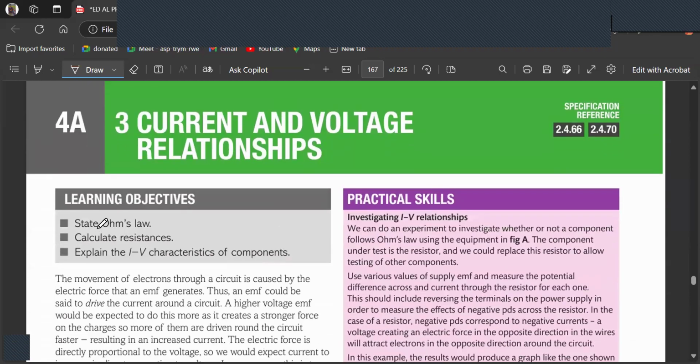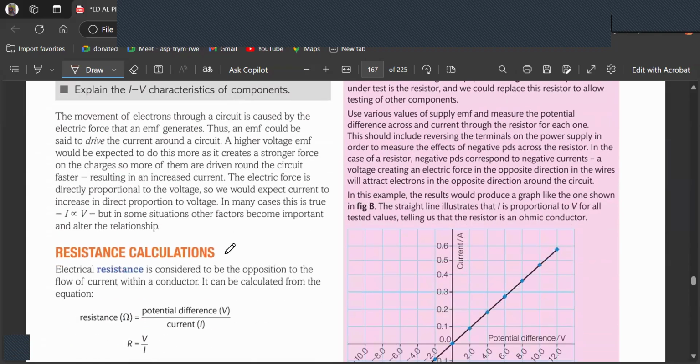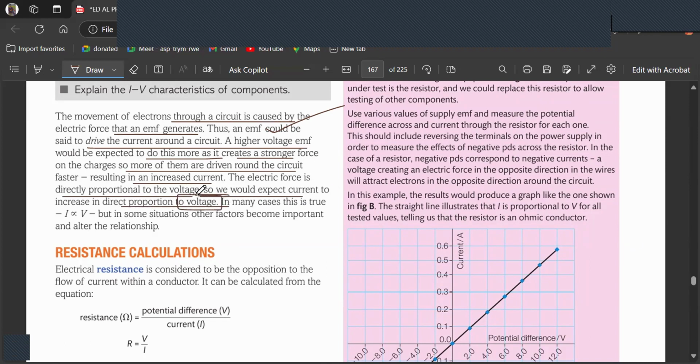So now we are going to look at Ohm's law and different IV characteristics of components as well. The movement of electrons through a circuit is caused by the electric force that an EMF generates. Thus, an EMF could be said to drive the current around a circuit, and a higher voltage EMF would be expected to do this more as it creates a stronger force on the charges, so more of them are driven around the circuit faster, resulting in an increased current. The electric force is directly proportional to the voltage, so we could expect the current to increase as well when we increase the voltage.